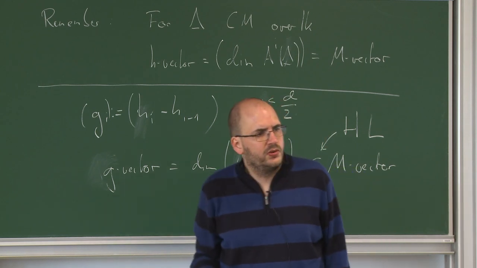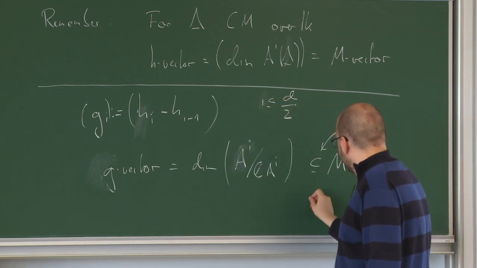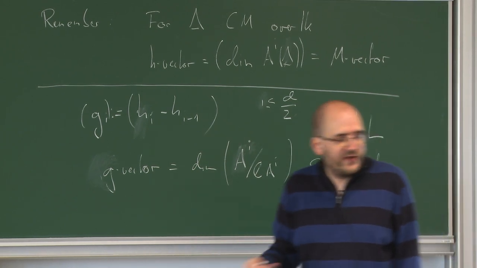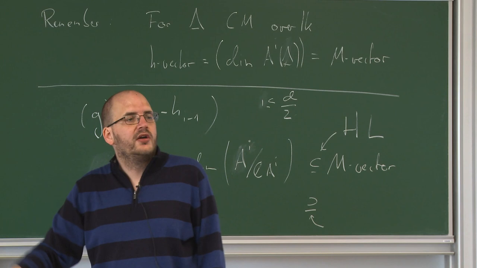What we will not do in this lecture, but what is also true, is that there is also a reverse construction. So for every M-vector that you write down like that, you can find a polytope.